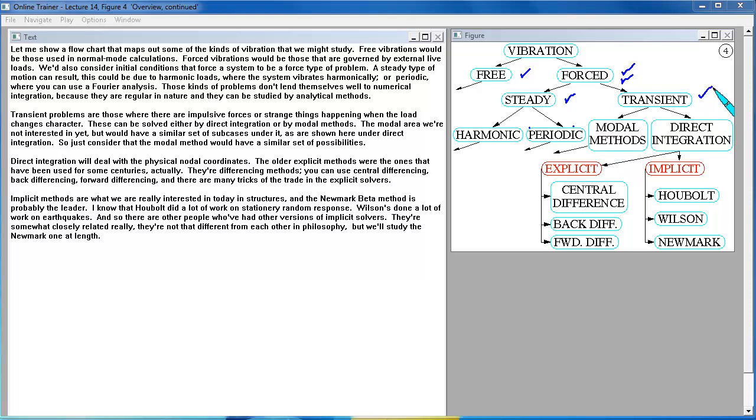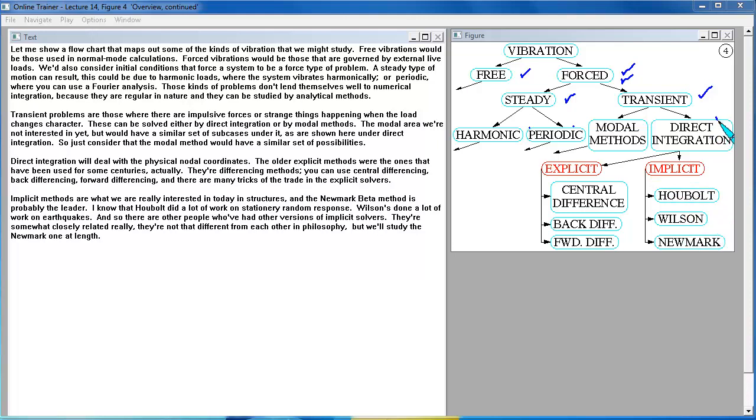Transient problems are those where there are impulsive forces or strange things happening where the load changes character. These can be solved either by direct integration or by modal methods. The modal area we're not interested in yet, but would have a similar set of subcases under it as are shown here under direct integration. So just consider that the modal methods would have a similar set of possibilities.